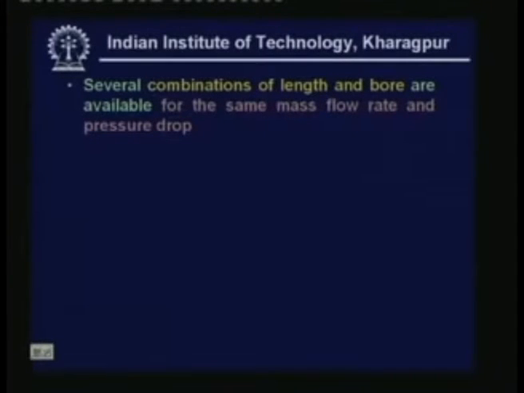Now there are several combinations of length and bore for the same mass flow rate and pressure drop. That means if you want a particular pressure drop, let us say 10 bar, and a particular mass flow rate, you can choose any diameter and length combination. If you select, let us say, a 1 mm diameter tube, then you get a certain length. This will give you the required pressure drop, and it will also give you the required flow rate.